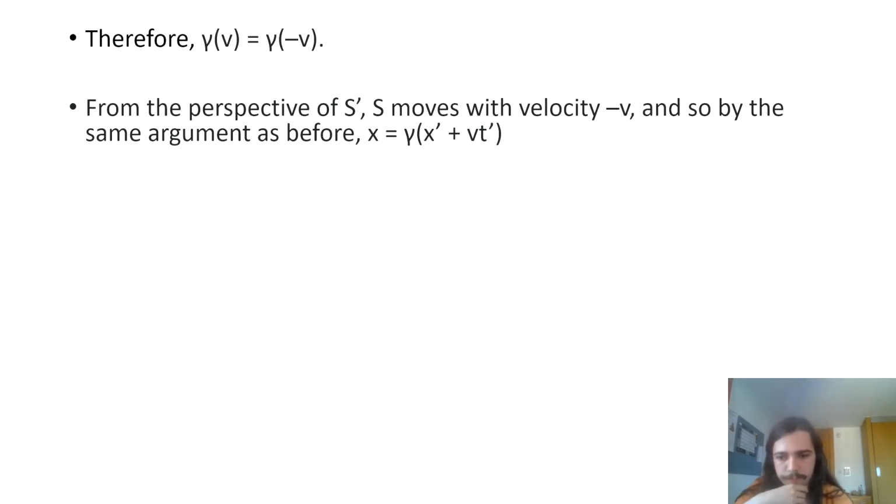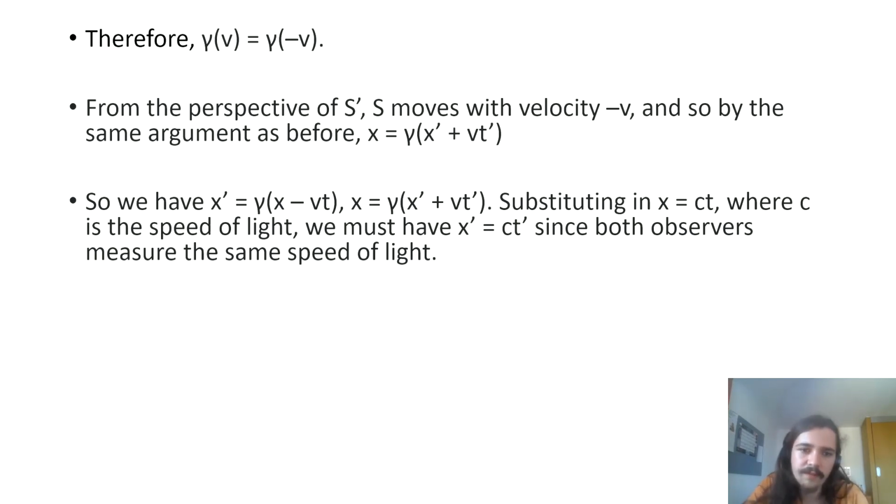And so from the perspective of S prime, we can do something similar, because the observer S is moving with a velocity of minus v from S prime's point of view. We can use the same argument as we used before to get x is equal to gamma times (x prime plus vt prime). So before we had x prime is equal to gamma times (x minus vt), and this is kind of a similar thing. And so we have these two equations: x prime is equal to gamma times (x minus vt), and x is equal to gamma times (x prime plus vt prime).